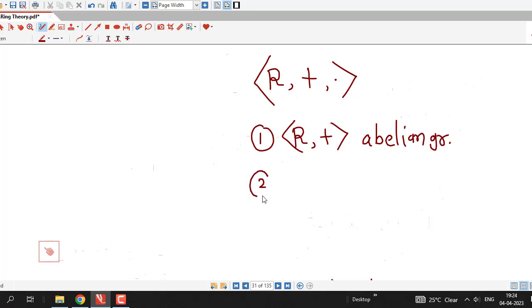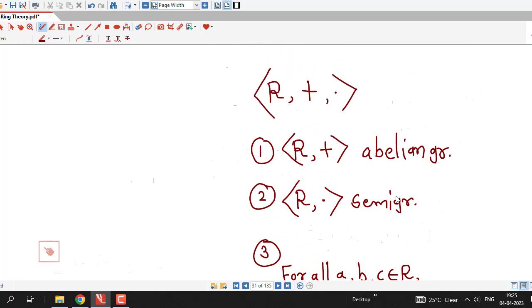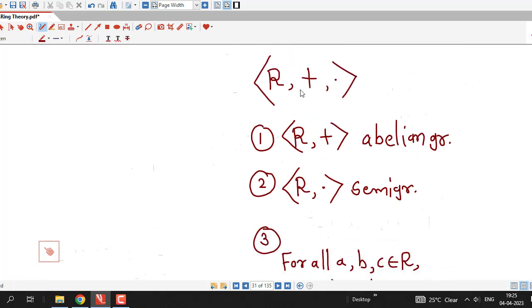and the second requirement is R with this product operation, or multiplication operation, is a semi-group, and the third property is the distributive property, that is, for all elements A, B, C in a ring R, A dot (B plus C) equal to AB plus AC and (B plus C) times A equal to BA plus CA. This is the definition of a ring, and we have discussed this definition in lecture number 1.